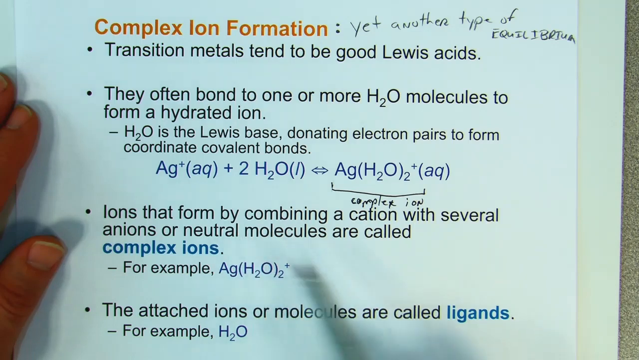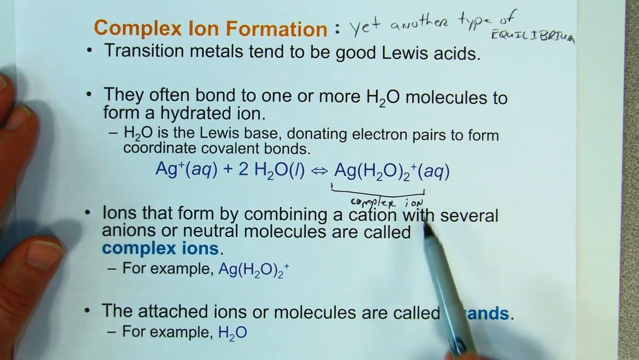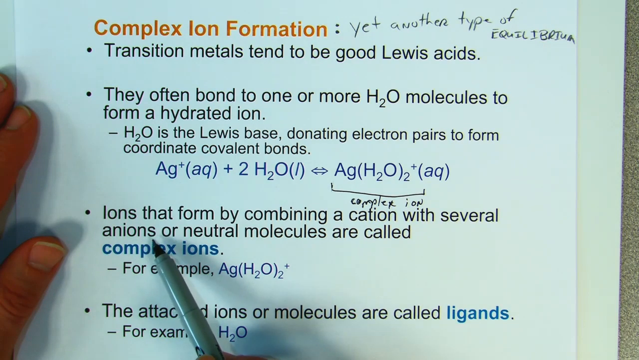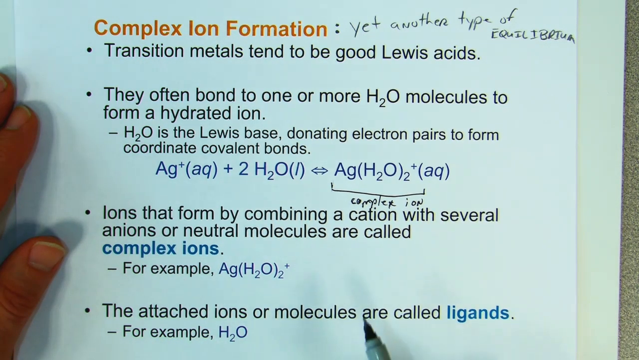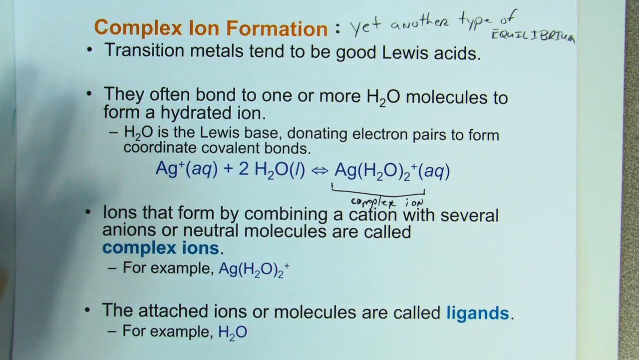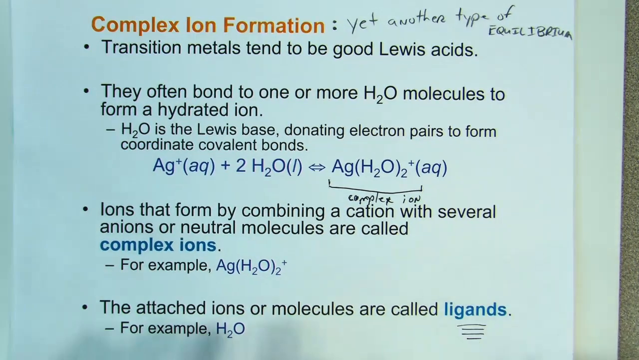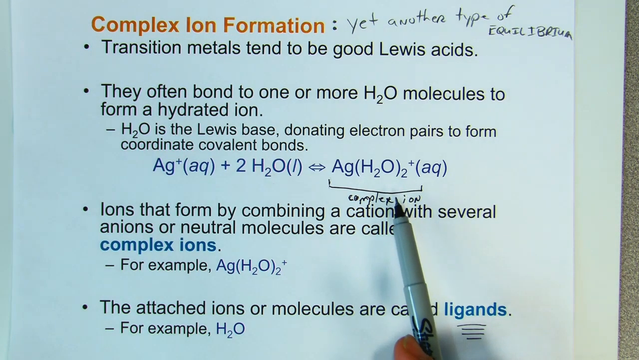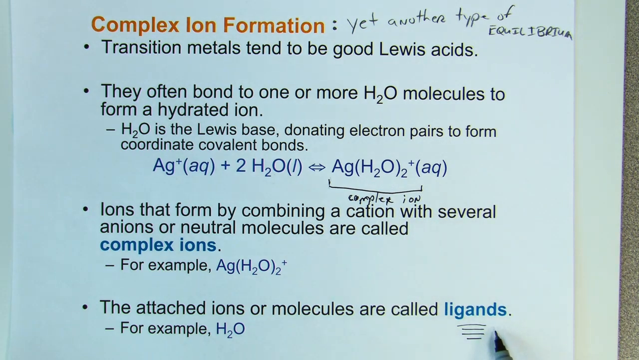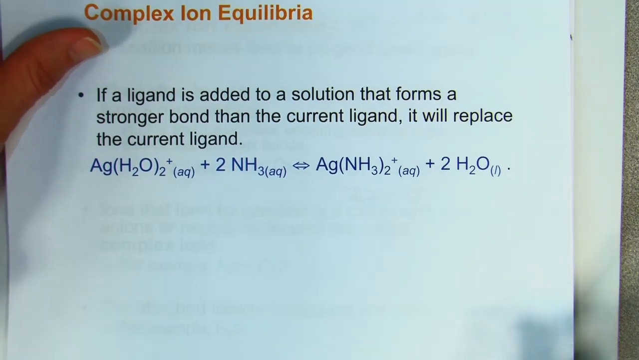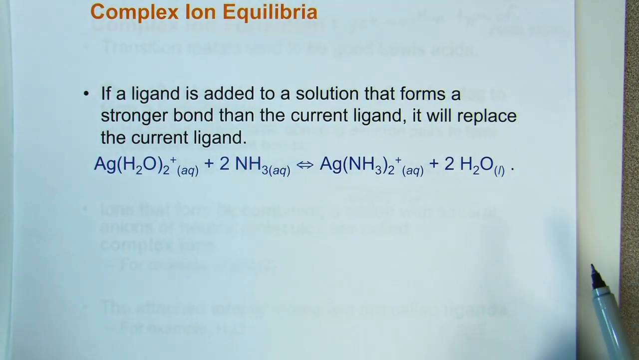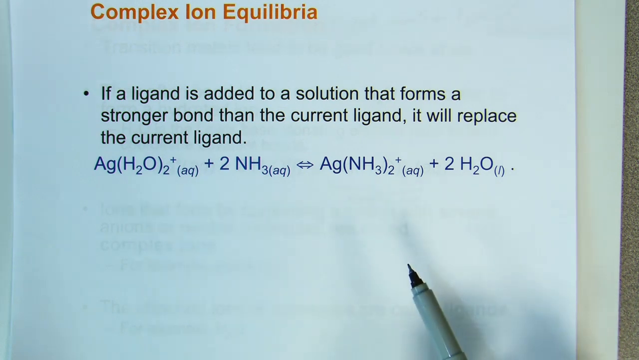Okay, so these ions that form by combining a cation with several different neutral molecules or anions, they're called complex ions, and this is one example of a complex ion. Now before we go on in terms of vocabulary, this word is important. The ions or molecules which attach themselves to the metal cation are called ligands. So in this example, water is our ligand. It's just a vocabulary word, okay? If a ligand is added to the solution that will form a stronger bond than the current ligand, it will displace the current ligand.